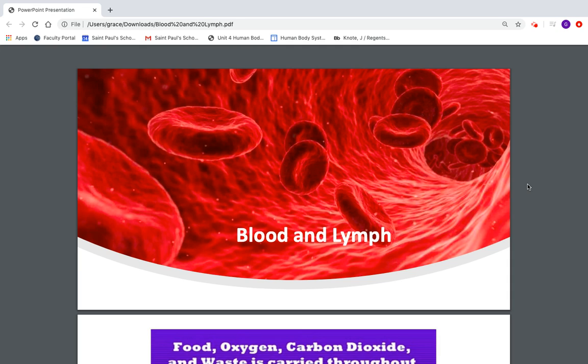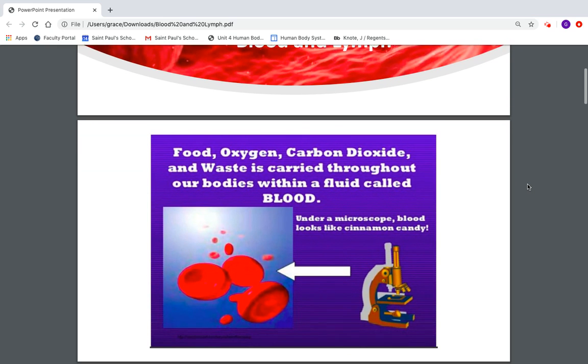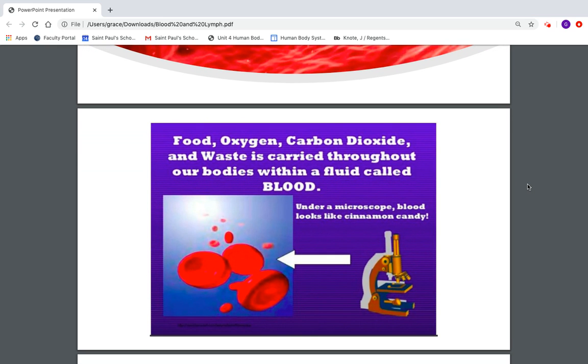So, today we'll be taking a closer look at blood and the lymphatic system. Blood may seem just like a plain red liquid, but it actually is a complex tissue that has several parts. Blood is made up of many different components, and it's responsible for transporting materials throughout the body, such as food, oxygen, and carbon dioxide.